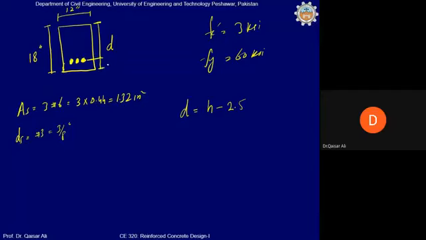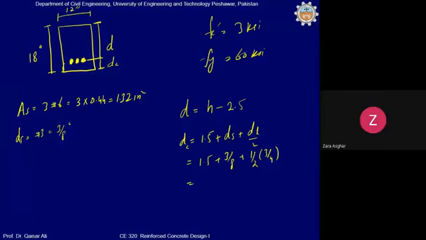I told you, you have to calculate this. For example, DC. What will DC be equal to? D will be equal to 1.5 plus Ds plus Dl by 2. So put this in, well done. 1.5 plus 3 by 8 plus diameter of longitudinal bar is 3 by 4, so 3 by 4 divided by 2. 2.25 inches. So put this here. D will be equal to H minus 2.25. So H is 18 inch minus 2.25. What will this value come out to be?